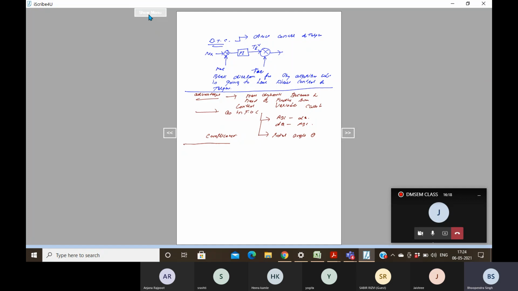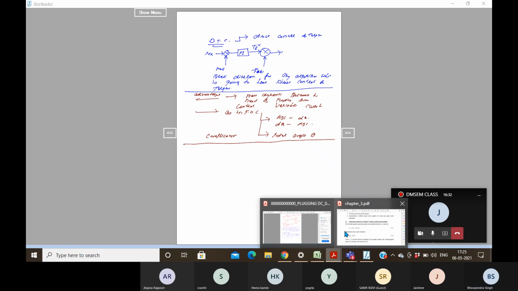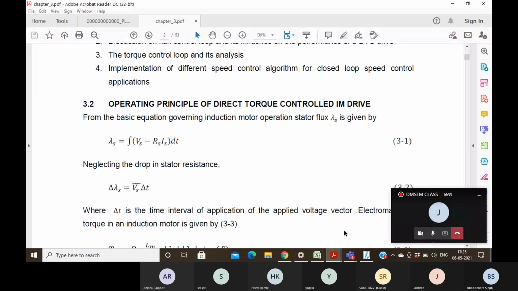So the direct torque control algorithm, this technique initially was given by a scientist. What was his name? Just I will let you know. Takahashi.